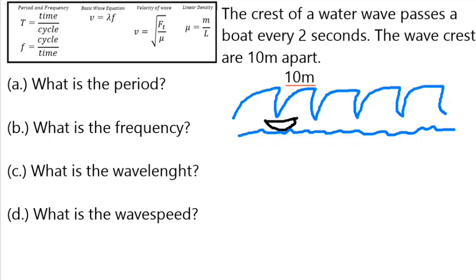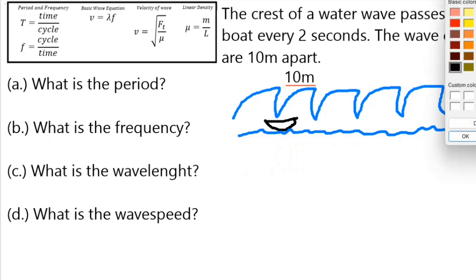The crest of a water wave passes about every 2 seconds. The wave crests are 10 meters apart. What is the period? What is the frequency? What is the wavelength? What is the wave speed?